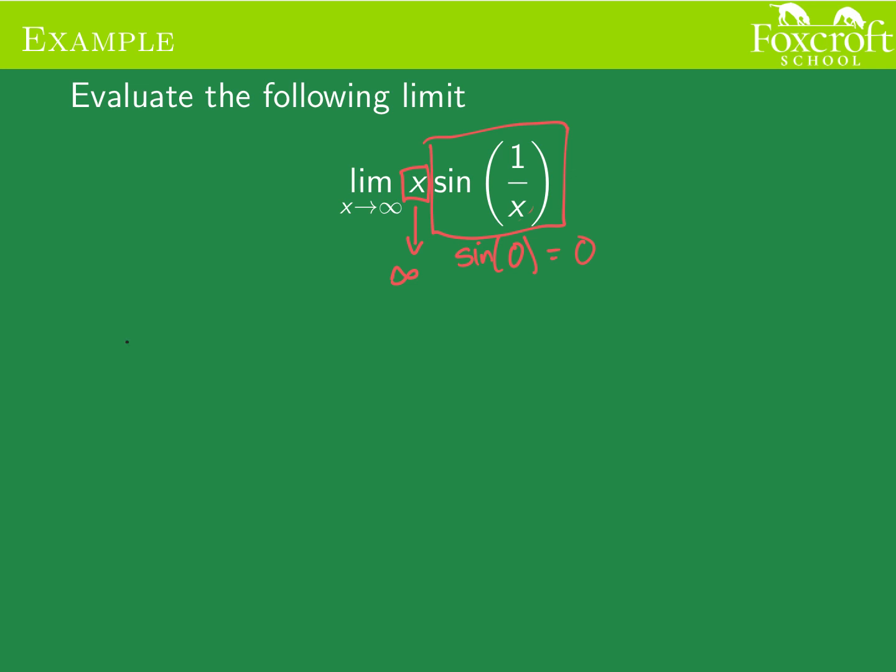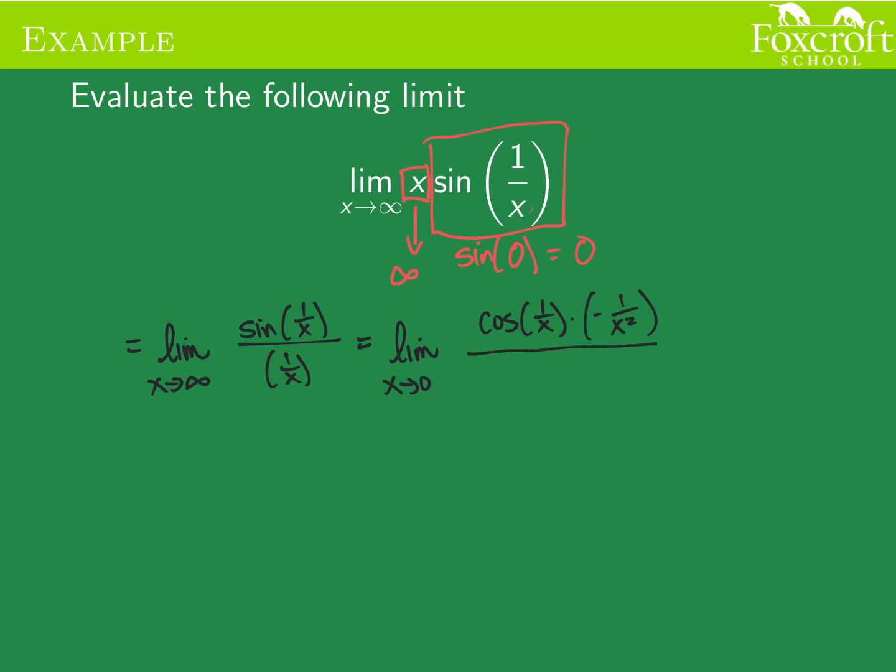So we're going to do something very similar to what we did in the last problem. Rewrite this x on the bottom of the fraction as 1 over x. And now if I plug infinity into the top, I get 0. If I plug infinity into the bottom, I get 0. So it's an indeterminate form, and I can use L'Hopital's rule. So I'm going to take the derivative of the top, cosine of 1 over x, times the derivative of 1 over x, which we saw in the last slide was that. On the bottom, it's just the derivative of 1 over x.